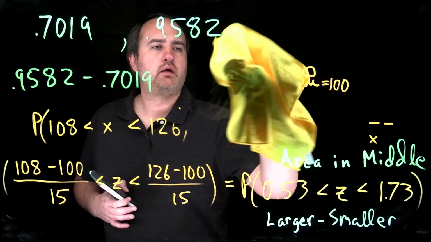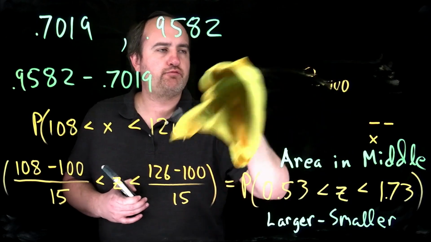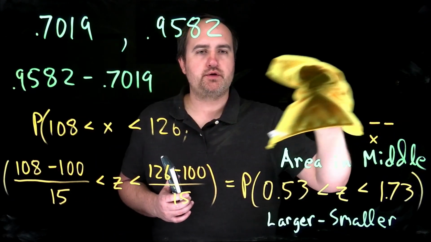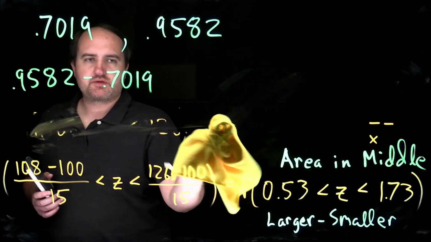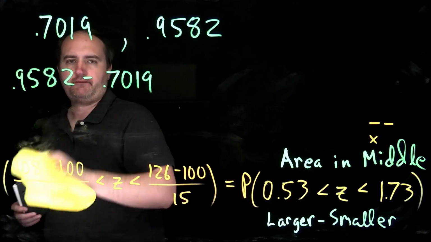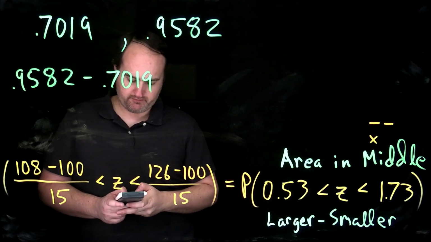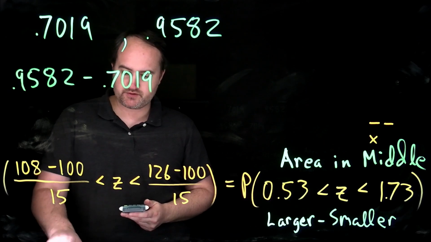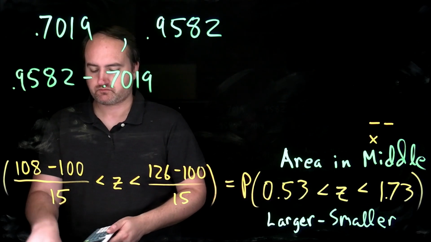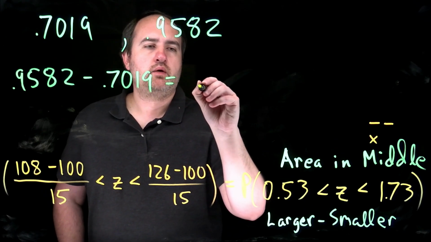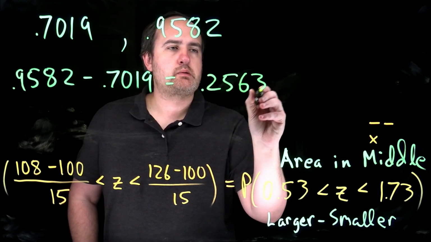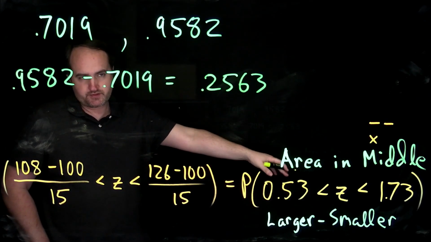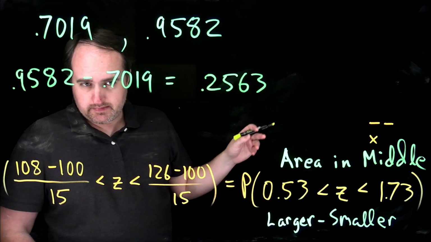So let's go ahead and do that on our calculator. You can feel free to pause the video and just type it in. Not too hard to do, just subtraction here. So for our subtraction, what did we get? We got 0.9582 minus 0.7019, which is 0.2563. Okay, so this is 0.2563. So what we just found there, the larger minus the smaller, is the area in the middle.